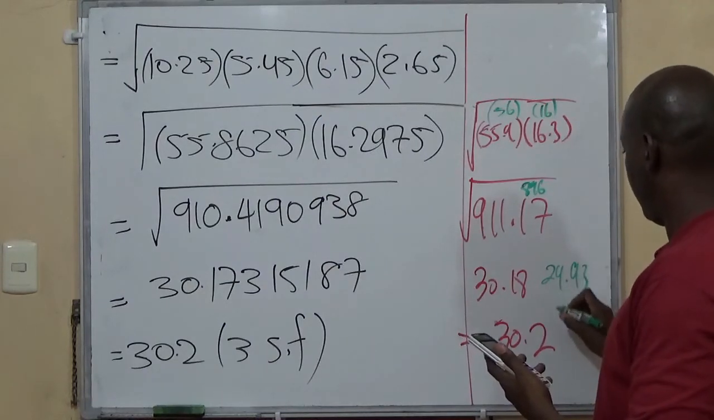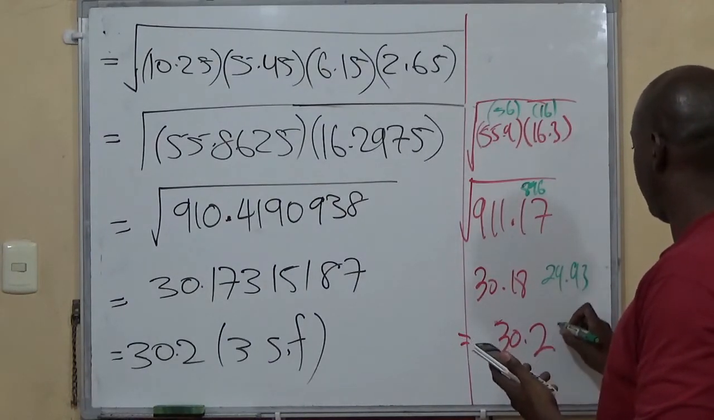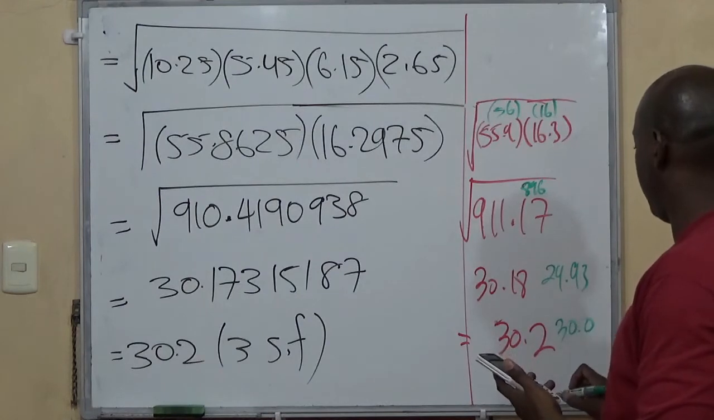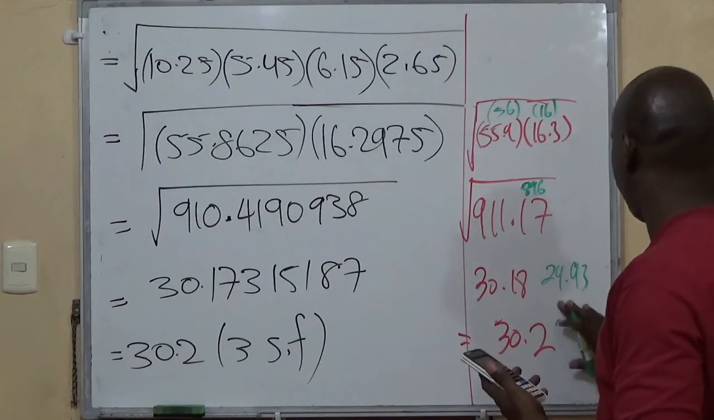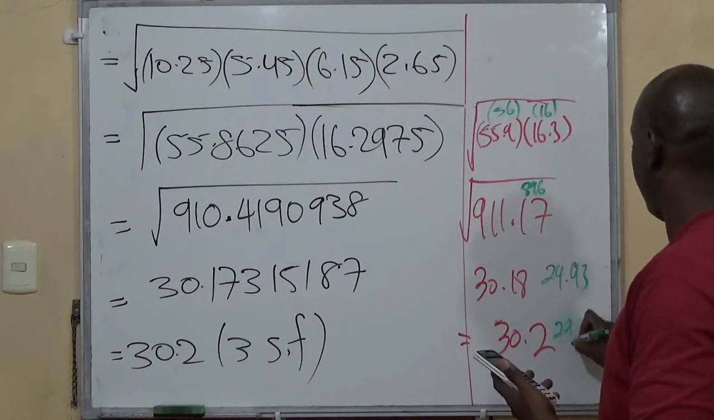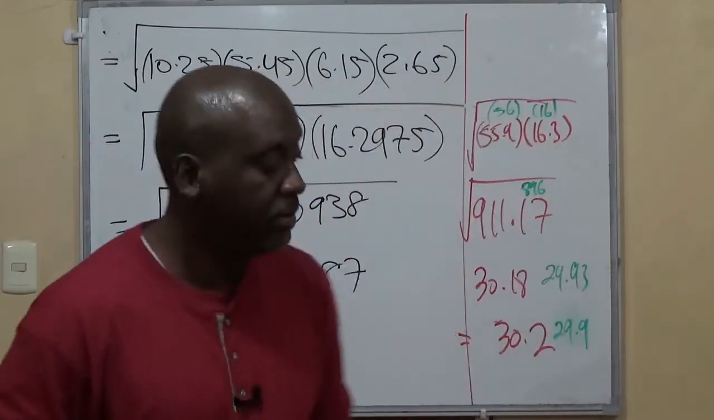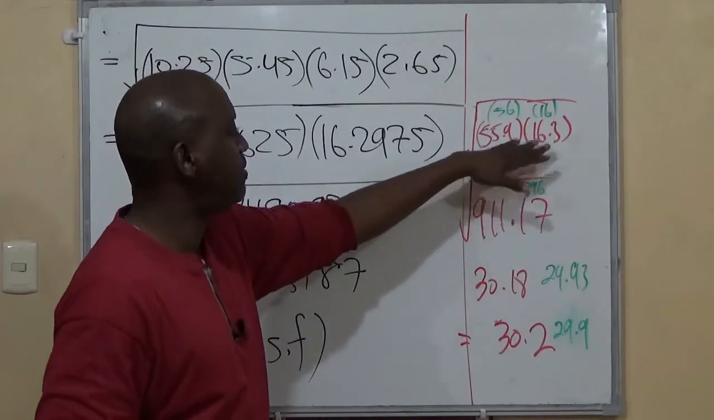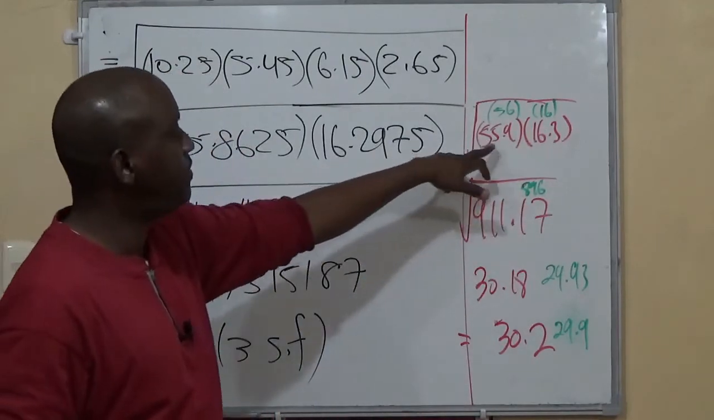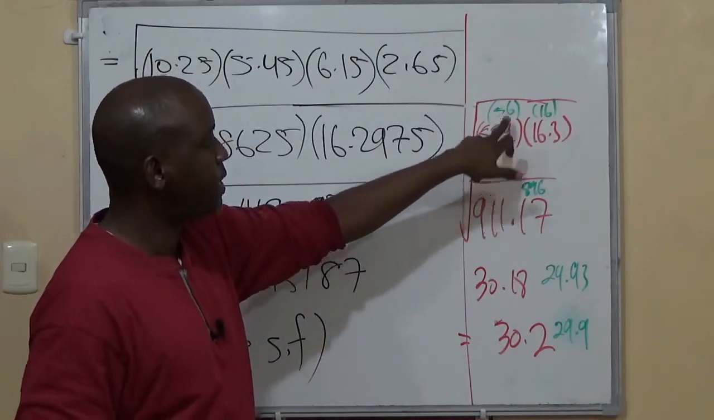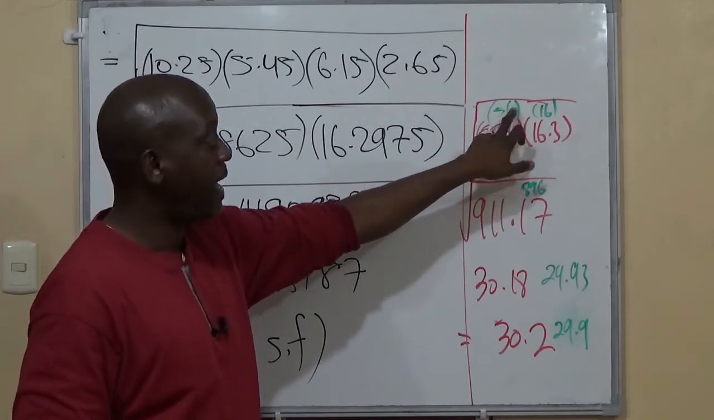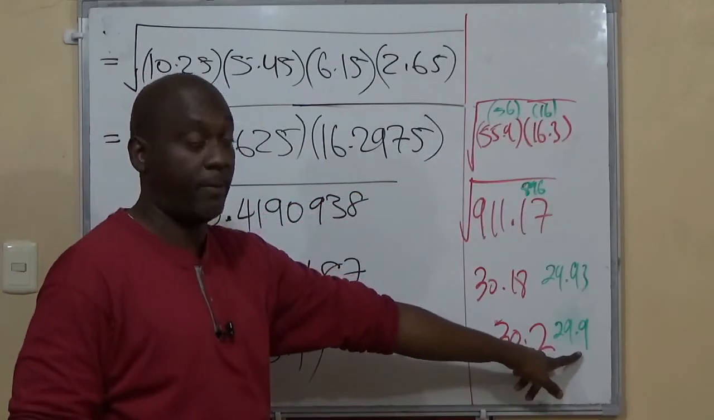29.93, which to three significant figures is 30.0. No, 29.9. Sorry, my mistake. 29.9. So, for the really lazy people who ask why I need to write all the decimal places, you didn't even use 55.9. You use 56. And you use 16. You see what happened here.